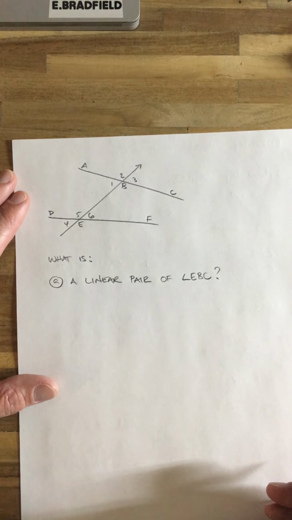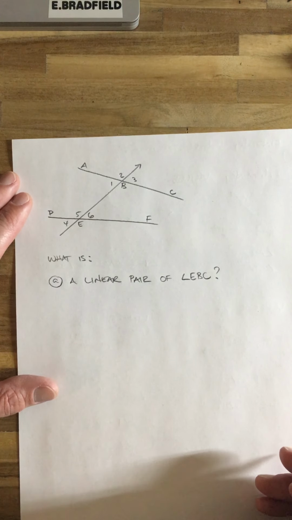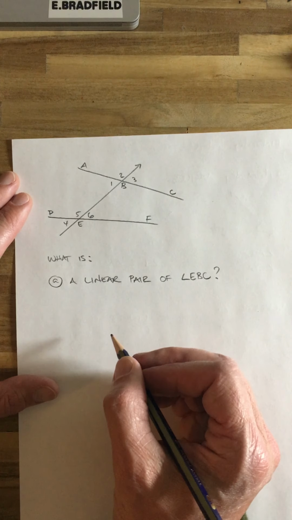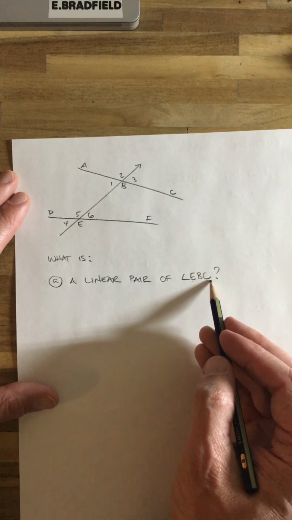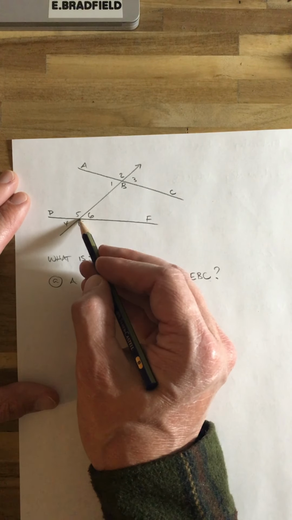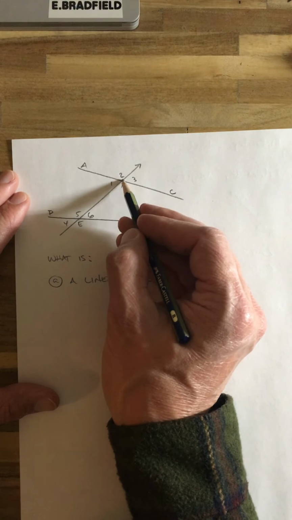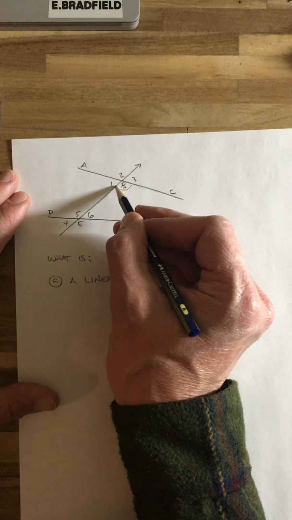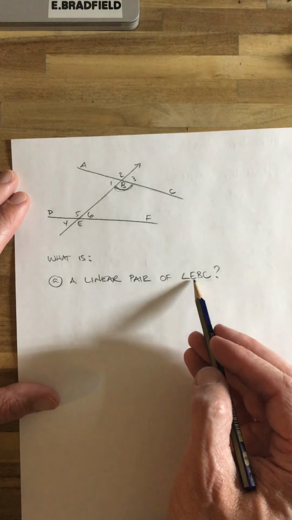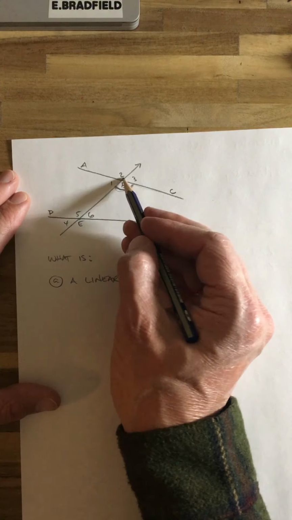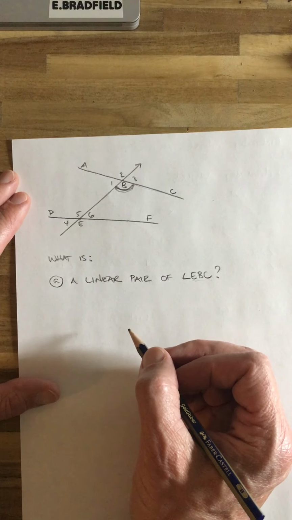Now this is where it's going to get confusing. First thing you need to do is figure out what angle I'm talking about, and then I'm asking you to find the linear pair. So first we need to find angle EBC. Here's E, here's B, here's C. So I'm talking about this angle right here. That's angle EBC. You just connect the letters E, B, C, and B is the one in the middle. Now I want the linear pair for that.